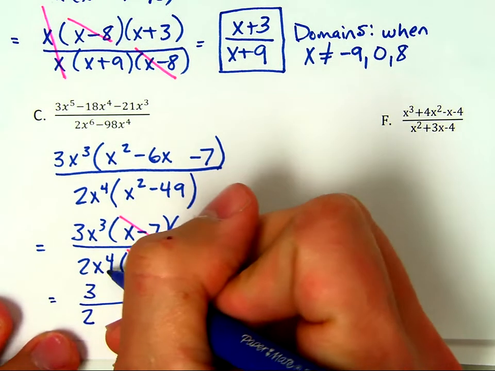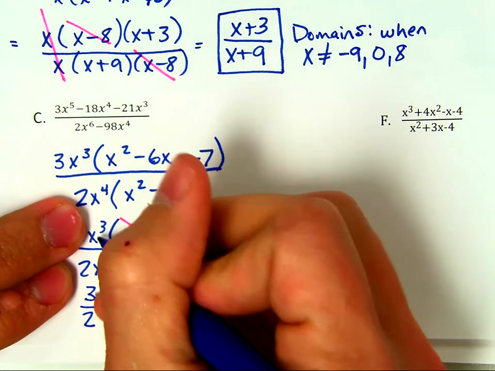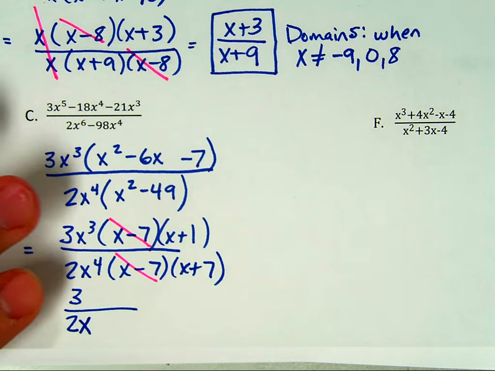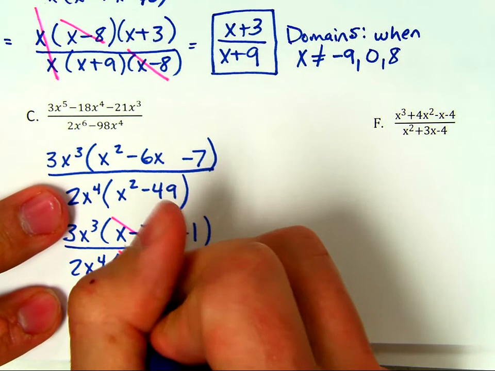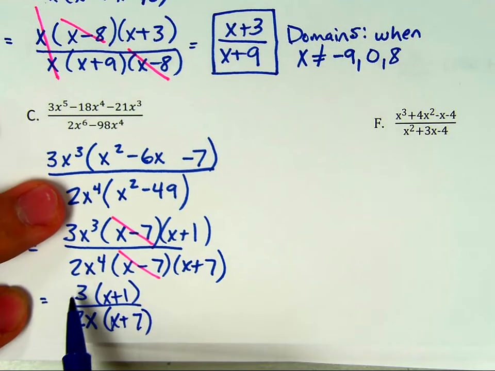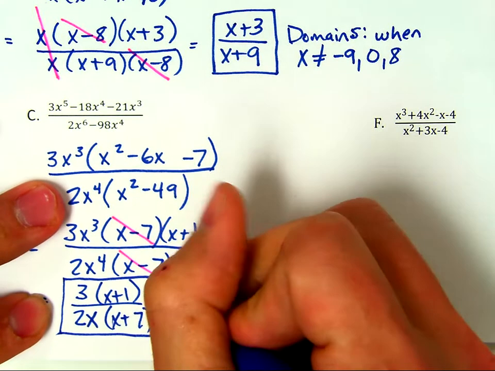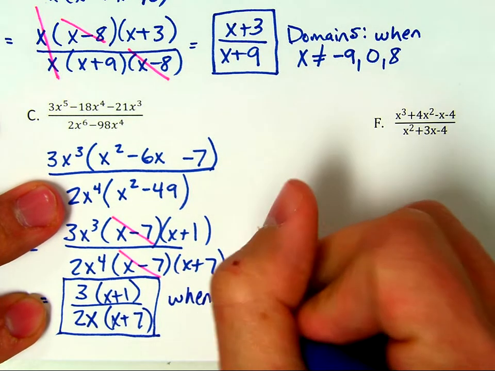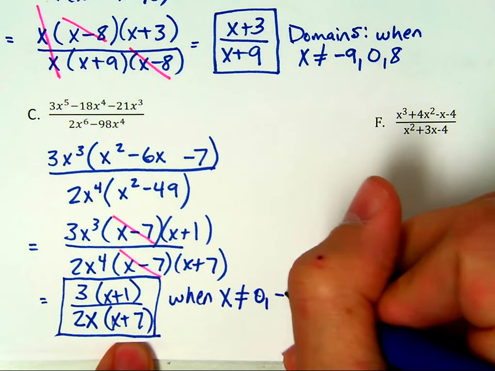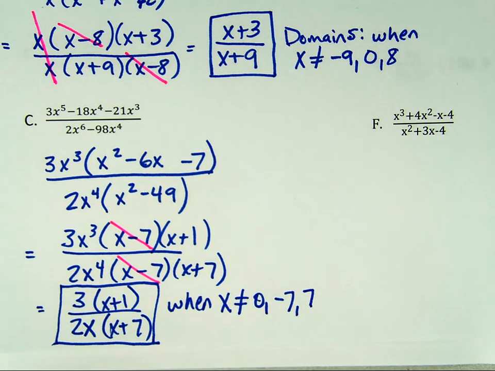But x to the third and x to the fourth, we're dividing these terms and they have a common base. So we can subtract those exponents and I'll just end up with x in the denominator. Then we still have the x plus 1 in the numerator and the x plus 7 in the denominator. So this is as simplified as it can get, but this is only true when x does not equal 0, -7, and then also 7 from the one that we originally canceled out. Okay?